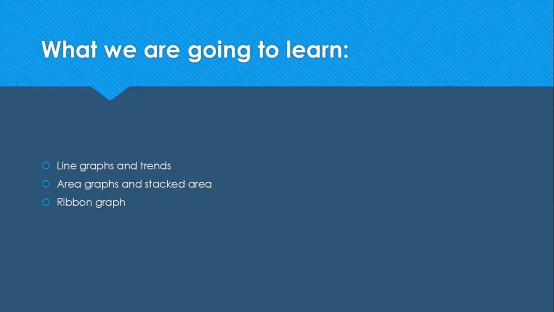Let's look at our first bullet, where we're going to learn about line graphs and trends. We're going to learn about basic features, the statistics that relate to our line, and how we're going to color the areas under the line or above the line. It's basically related to that.